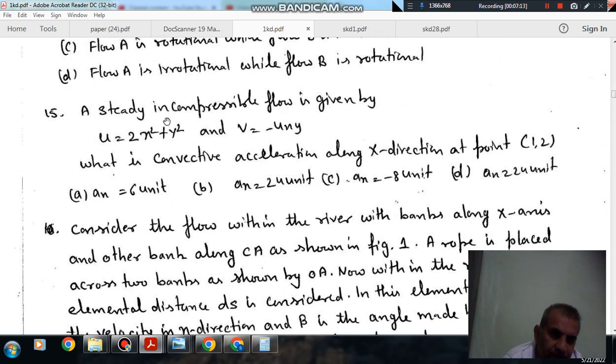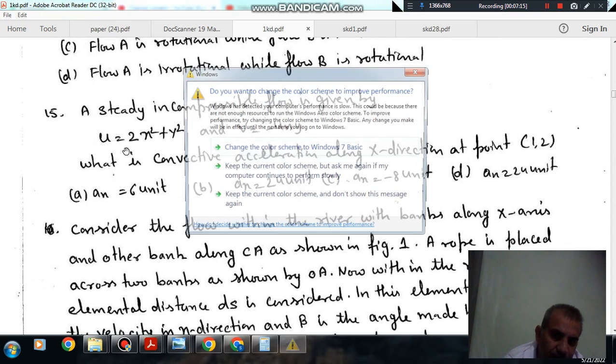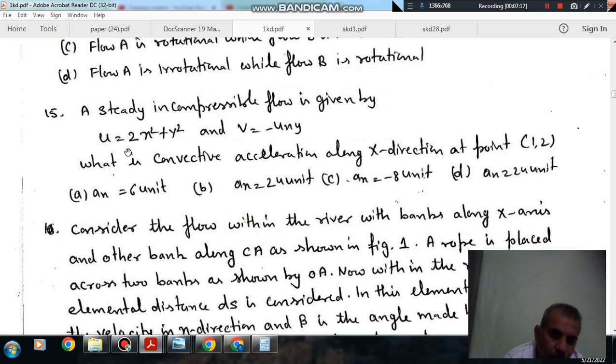Next, a steady incompressible flow is given as u is equal to 2x square plus y square and v is equal to minus 4xy. What is the convective acceleration along the x direction at point (1, 2)? Option A, ax is equal to 6 units. Option B, ax is equal to 24 units. Option C, ax is equal to minus 8 units. Option D, ax is equal to 24 units.